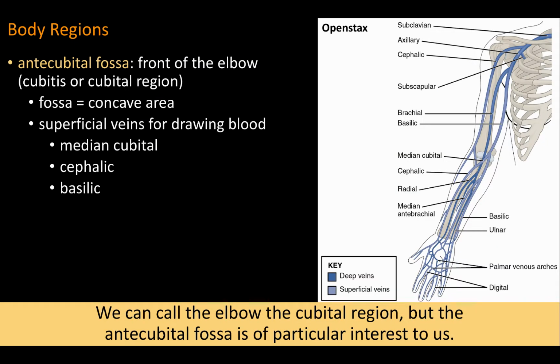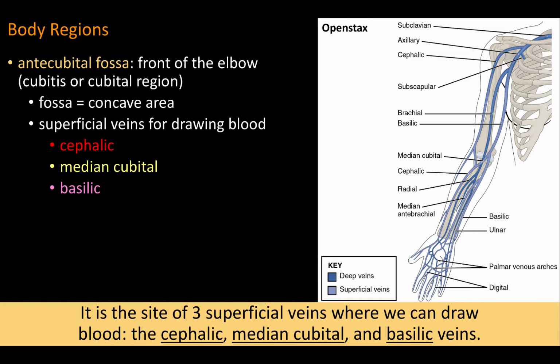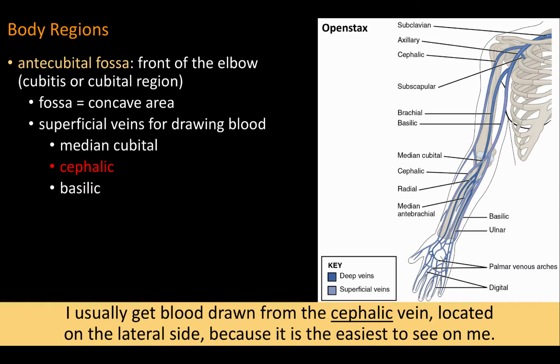We call the elbow the cubital region, but the antecubital fossa is of particular interest to us. It is the site of three superficial veins where we can draw blood: the cephalic, median cubital, and basilic veins. I usually get blood drawn from the cephalic vein, located on the lateral side, because it is the easiest to see on me.